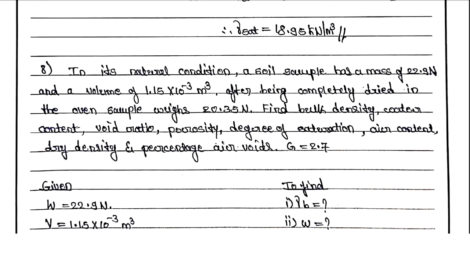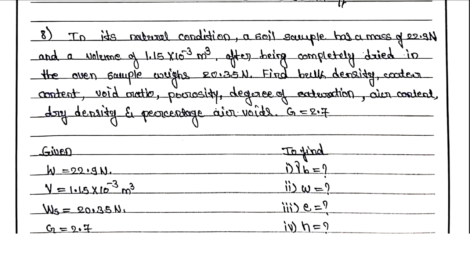I hope you have understood the problem which I have taught till now. So you can see the next problem. In its natural condition, the soil has a mass of 22.9 Newton and a volume of 1.15 into 10 to the power minus 3 meter cube. What they have given as mass is actually a weight. They should not have mentioned it as a mass, as I have taken this problem from previous year question papers.